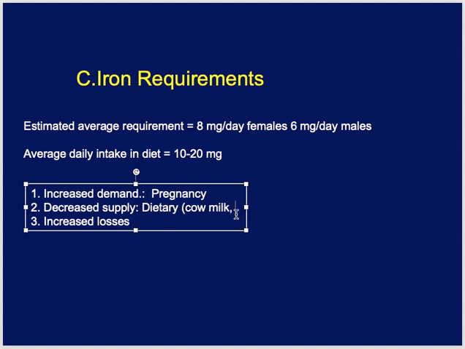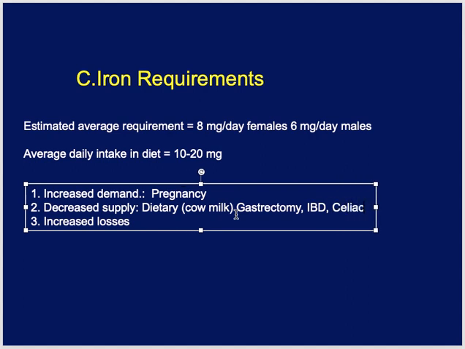There are other conditions as well. For example, many people who have undergone surgery like gastrectomy. In gastrectomy, the part of the intestine that deals with iron absorption is resected, so they may have iron deficiency anemia. So gastrectomy, inflammatory bowel disease, and celiac disease, very important, guys, can all lead to decreased supply, because your body is not absorbing.